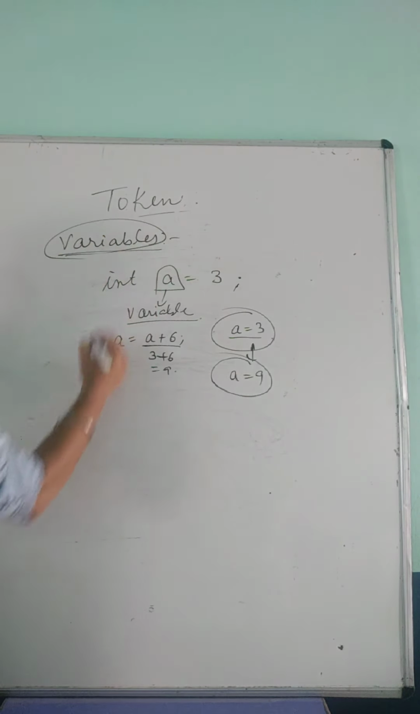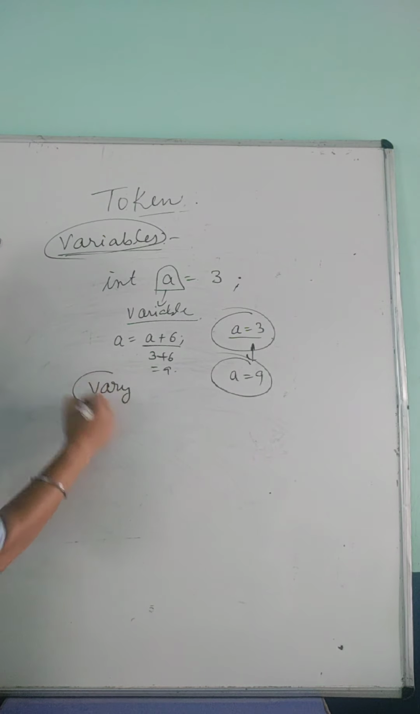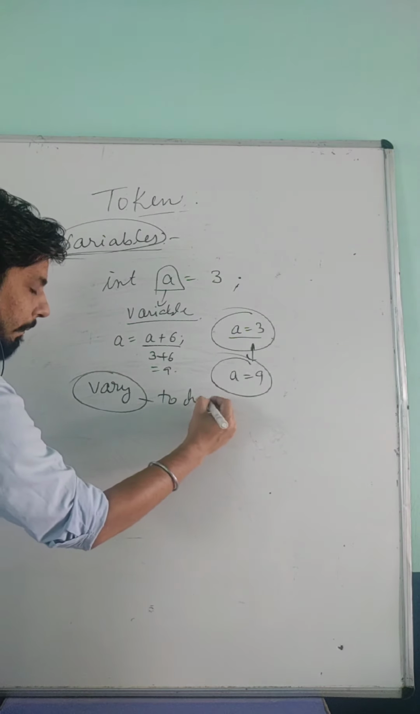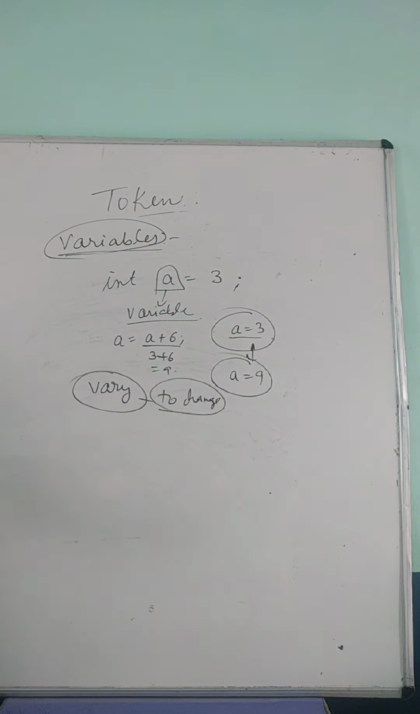The variable name is derived from the word vary, and vary means to change something. So this variable will be changed in your program, but at a temporary level it is holding the value 3. It is not a fixed value that will always be 3. No, it is just holding the value for some time, for execution purposes. So we can say that a variable is a container that holds a value temporarily.